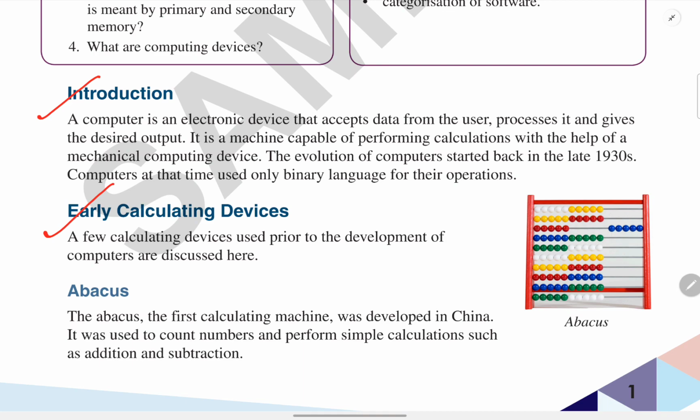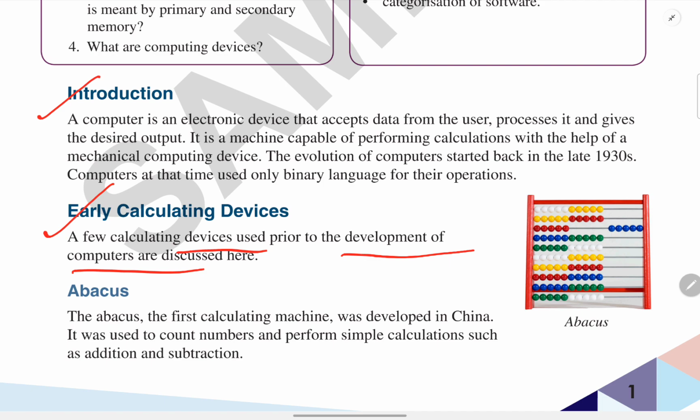So what are the early calculating devices? In earlier times, to numerically calculate things, to count how many objects there were, we were using some devices which were prior to the development of computers. Means before the development of computers, there were some devices which were used to calculate things or objects. So we are discussing those only.